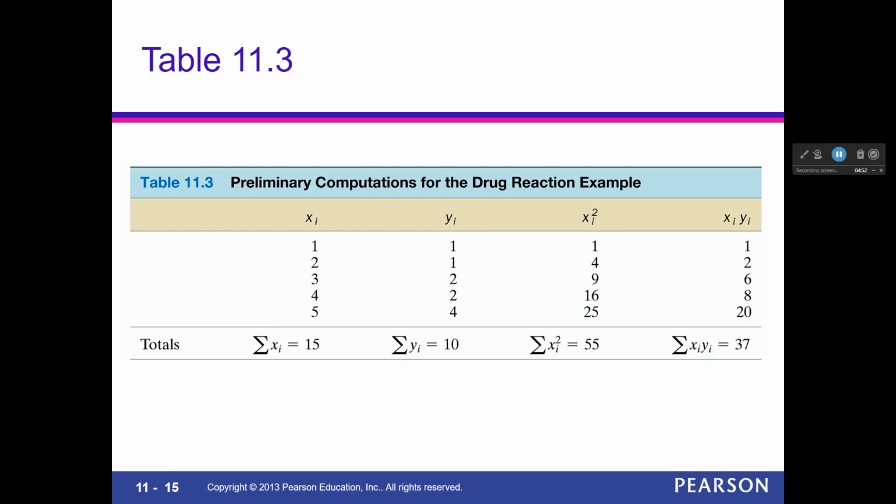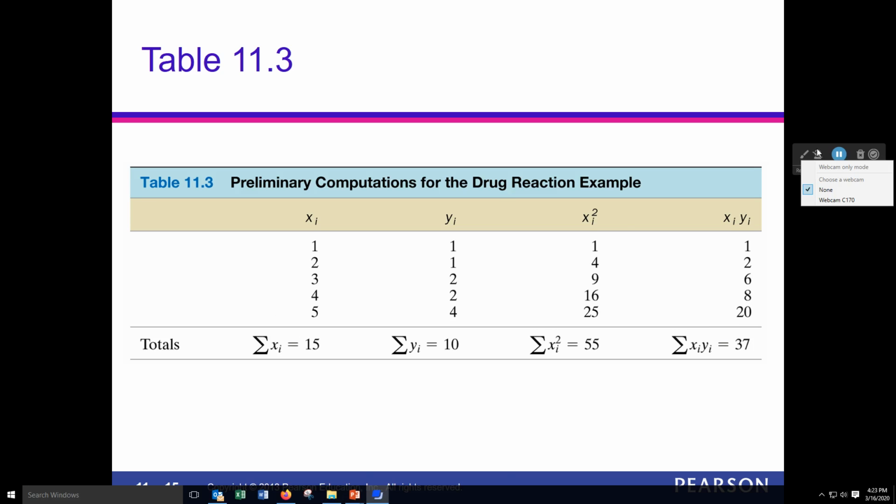So here, I've got x sub i and I summed it, y sub i and I summed it. I got x sub i squared. I took this x sub i term and squared it. And then here I've got x sub i times y sub i. I took this x sub i times this y sub i, and it comes out to be 1, 2, 6, 8, and 20. And then I sum it. That comes to 37.